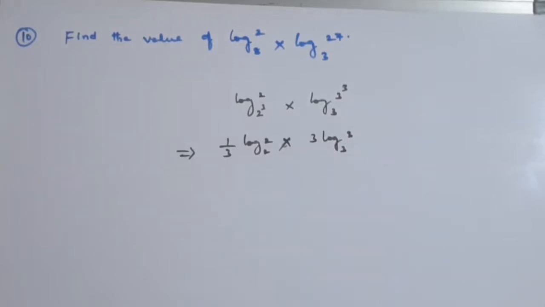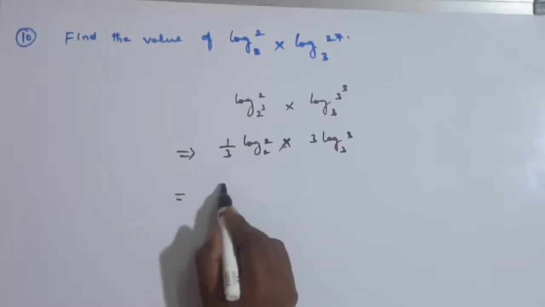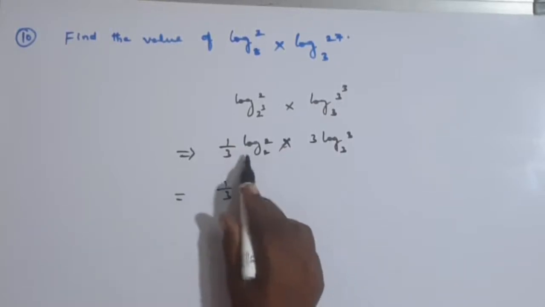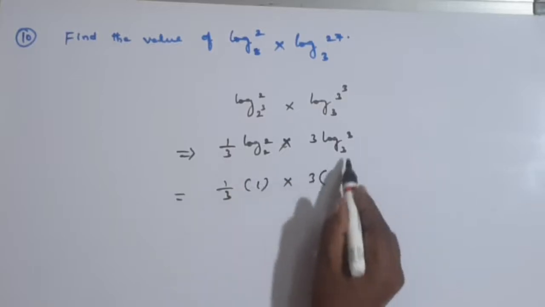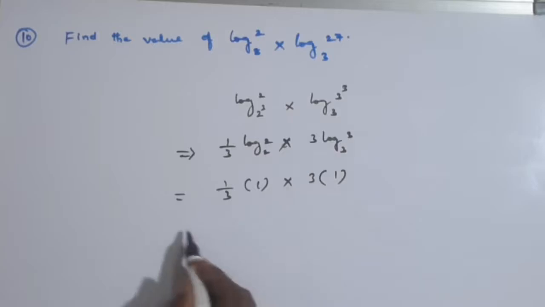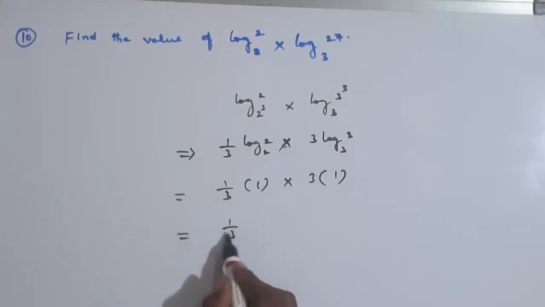So I use the previous formulas. 1 by 3 of log base 2 to 2 is how much? 1. 3 of log base 3 to 3 is how much? 1. Which equals 1 by 3 into 3. The 3s cancel, the answer is 1.